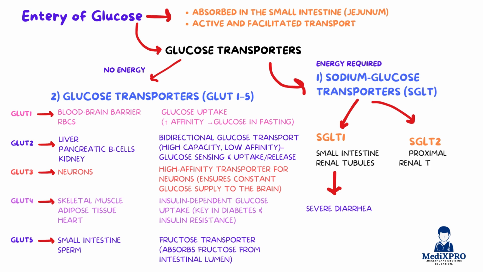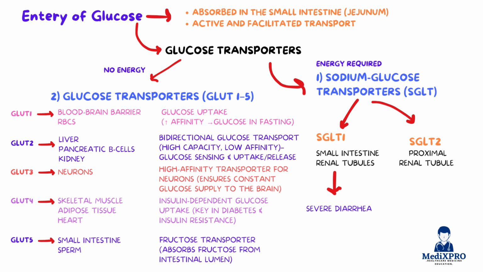SGLT2 is found in the proximal renal tubule. It's responsible for glucose reabsorption from urine. Clinically, SGLT2 inhibitors are used in type 2 diabetes to reduce blood glucose by promoting glucose loss through urine. A potential MCQ could be, what is the function of SGLT2 in the kidney? Pause and think. Why do SGLT2 inhibitors cause glycosuria?